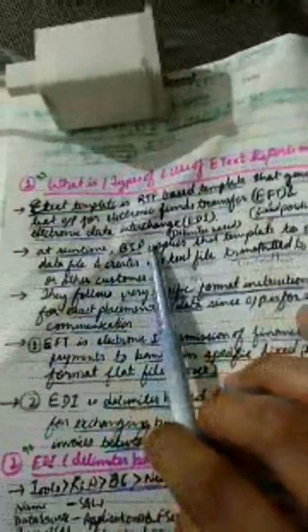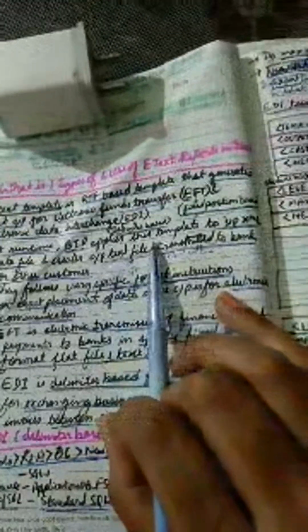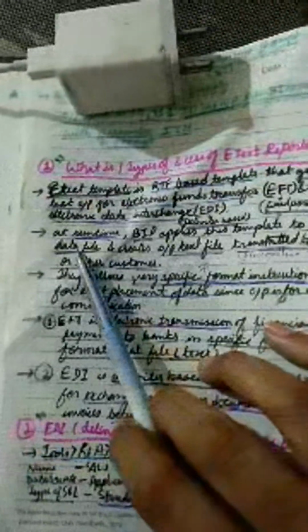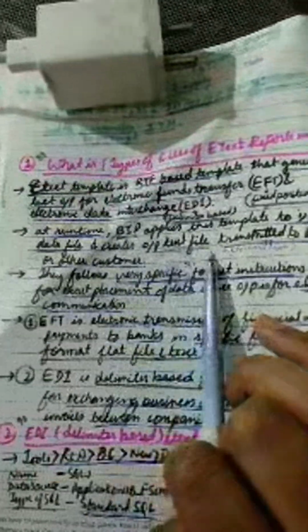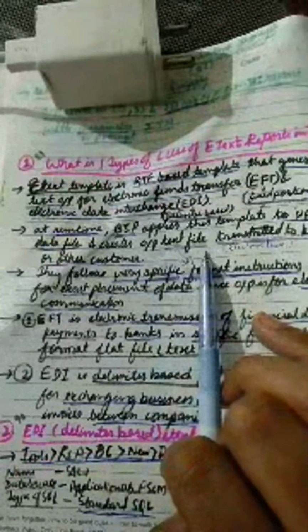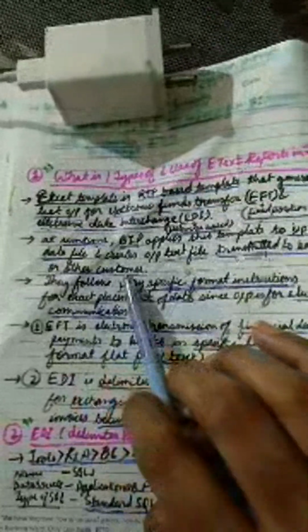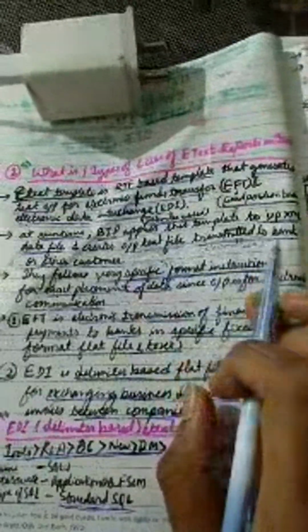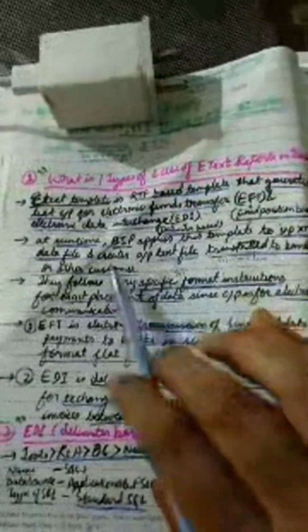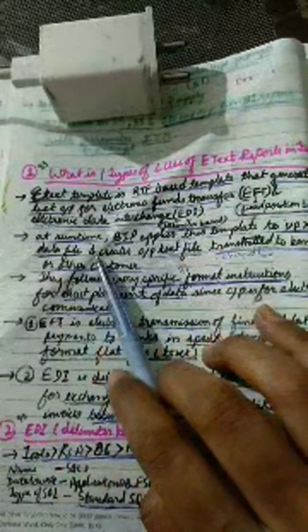Basically, at runtime, BIP or BI Publisher applies the template to the input XML data file, and it creates an output text file. And here it might be transmitted to a bank or other customer. So for EFT, electronic fund transfer, let's say a payment file is generated, so that will be transferred to the bank. And if it's an EDI document, then it would be transferred to the customer.